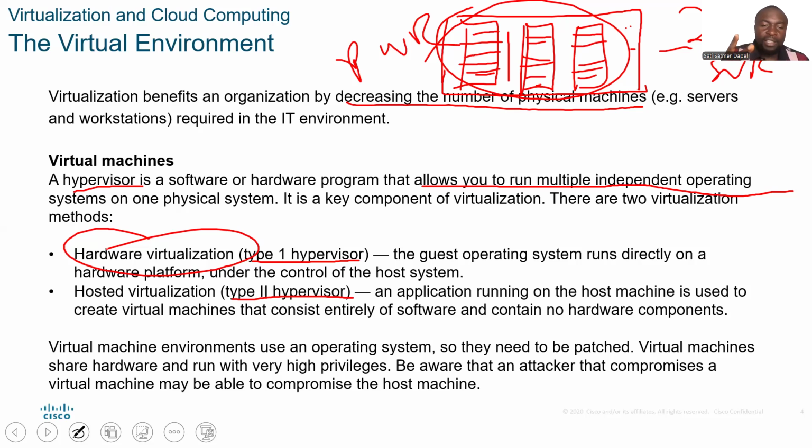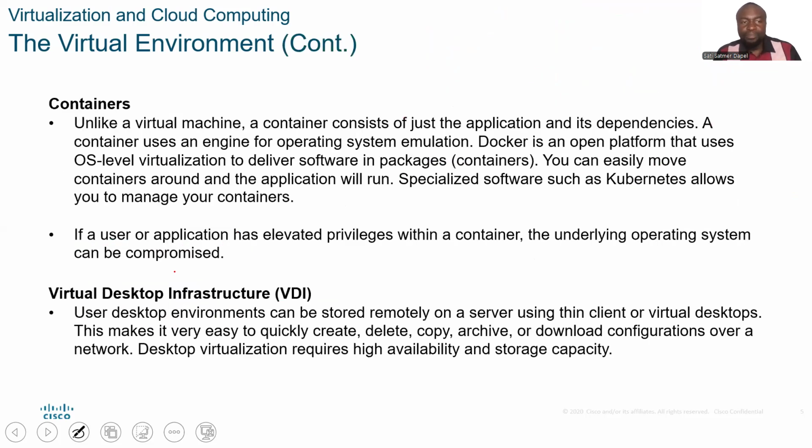But the type 2 hypervisor is called the hosted virtualization. An application running on the host machine is used to create virtual machines that consist entirely of software and contain no hardware component. So maybe for instance, you have a Windows operating system. Then you can have a type 2 hypervisor installed on that Windows operating system. So if you install it on that Windows operating system, then you can have virtualized software. Virtual machine environments use an operating system, so they need to be patched.